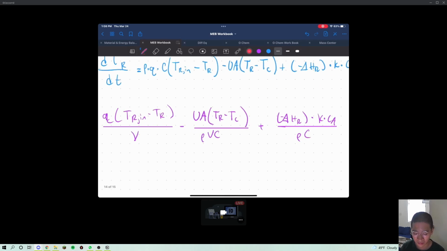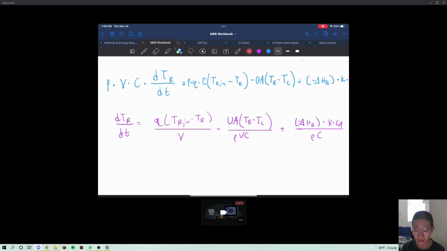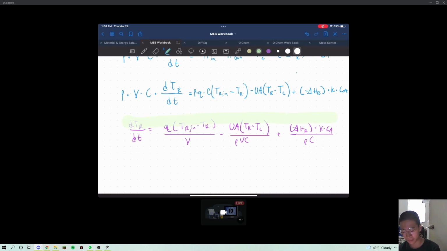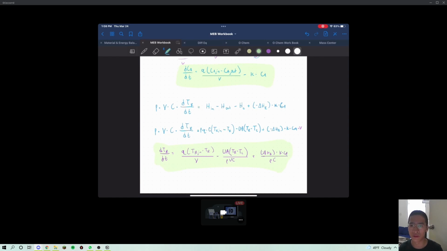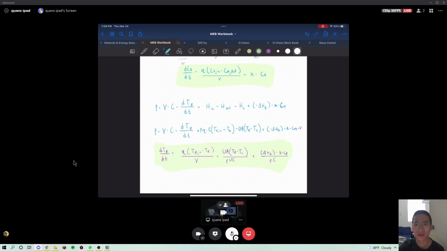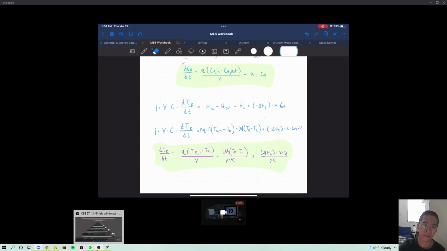Therefore, this is now our final derived expression for the differential equation modeling temperature of the reactor. This is a mass energy balance. So these are our two differential equations, which we will take into Python and code out and get some equations that will model our problem statement. Okay, we'll be right back and meet you in Python.